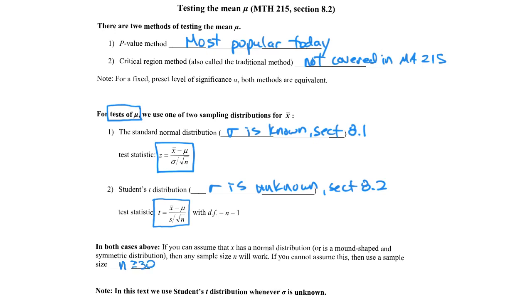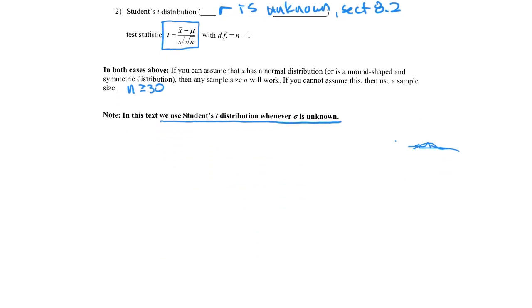And then the note here is, in this text, we use student's t-distribution whenever sigma is unknown. And that comes to when we are looking for the mean mu. So in 8.3, we look at proportions, and then it doesn't matter. But when we're looking for the mean and sigma is unknown, we're going to use student's t. And so with that, we are ready to try some of the problems.